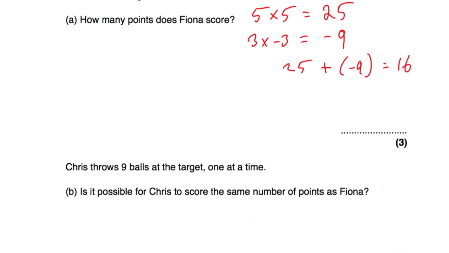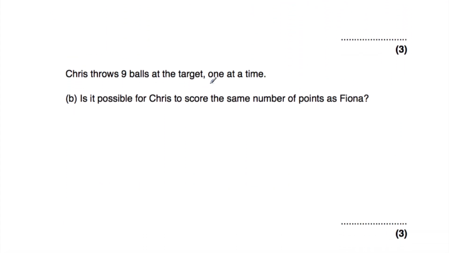Okay, part B. Part B says Chris throws 9 balls at the target, one at a time. Is it possible for Chris to score the same number of points as Fiona? Now, Fiona scored 16 points, so we want to see, can Chris score 16 points? So here, what I'm actually going to do is choose a number of times that Chris hits the target and misses the target and see, can he get 16? So let's make a little table. Let's do hits and misses.